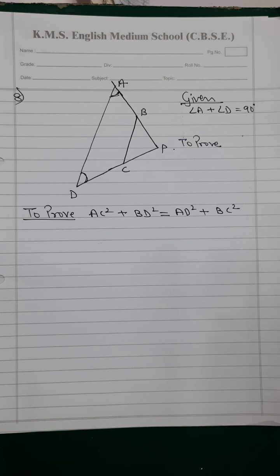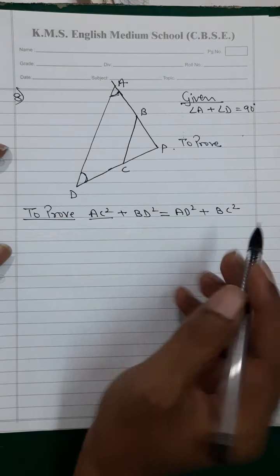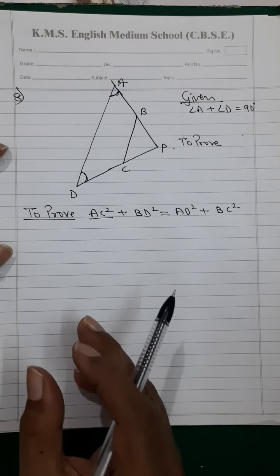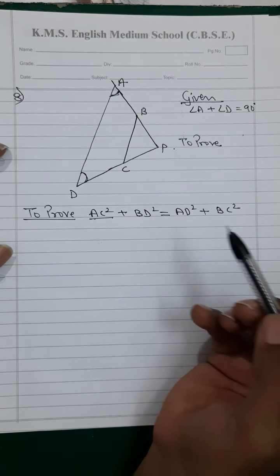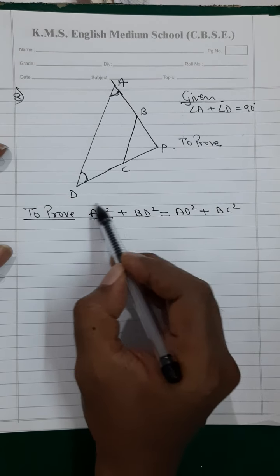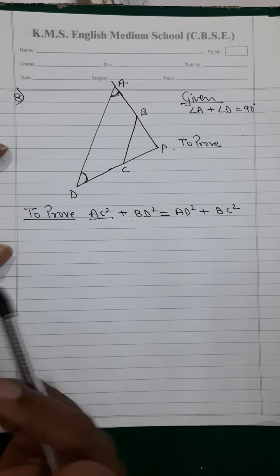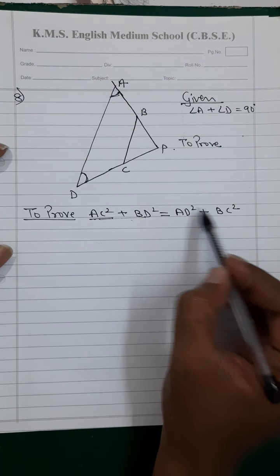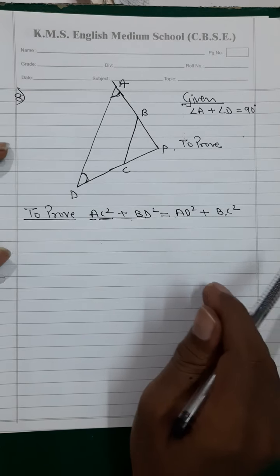See, my dear students, if you pay attention on this. If you have to find AC square, you have to form any one side, I told you. If you have to form AC square plus BD square, you have to find an expression for AC square, find an expression for BD square, and then add the two expressions, so you will get the left hand side. Or you will have to find an expression for AD square and an expression for BC square, add the two, you will get an expression for the right hand side.